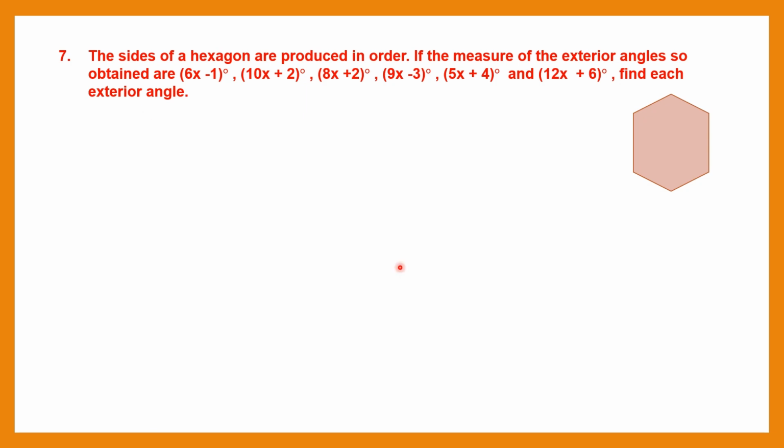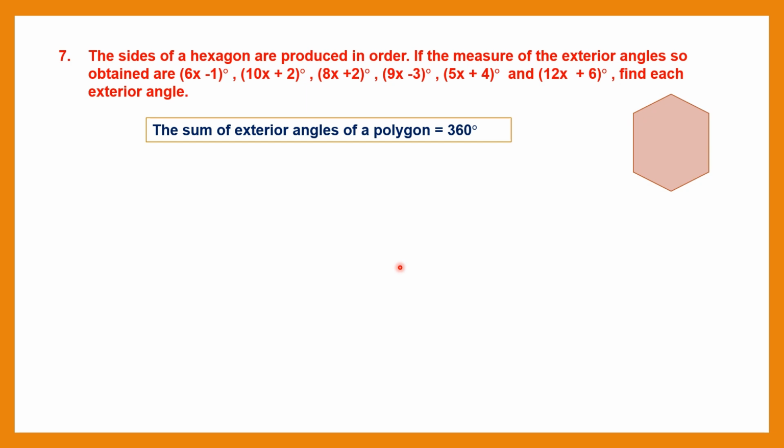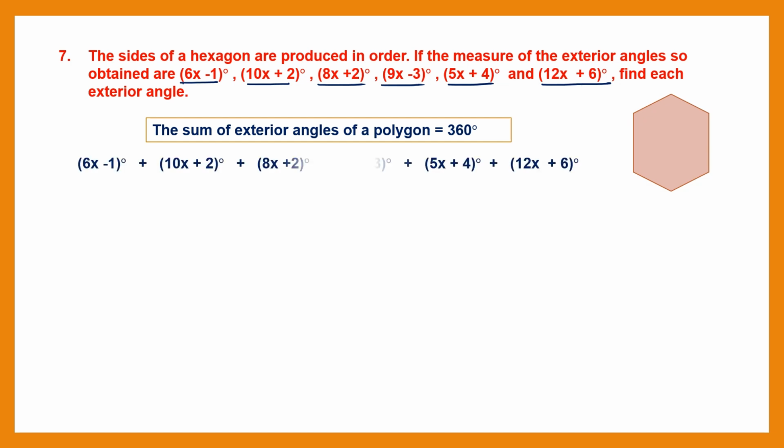First of all, let's write down these. The sum of the exterior angles of a polygon is 360. We have to remember that. And all these angles are given to us. This is one angle, this is the second one, third one, fourth one, fifth one, and sixth one. 6 angles are given to us. If we add up all these, it will add up to 360. So let's write that. So we have all the angles and we are adding it up. All this will equal 360 degrees.